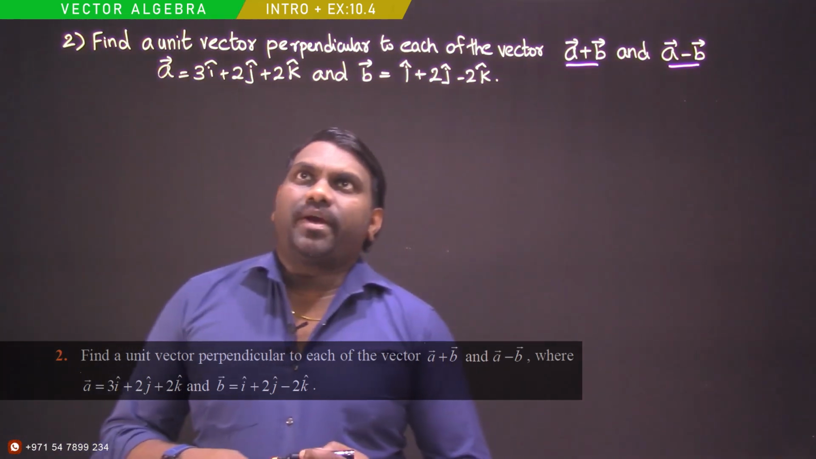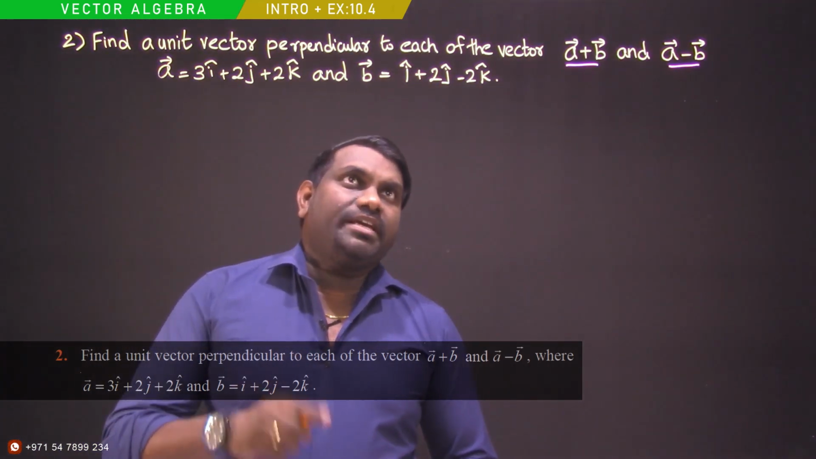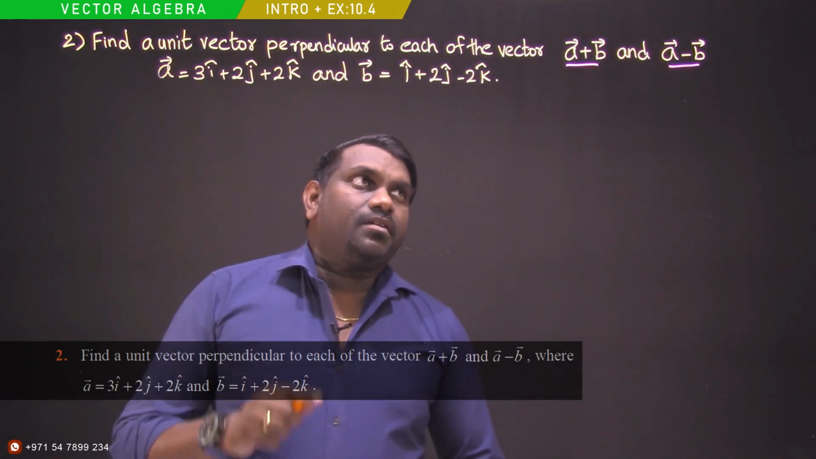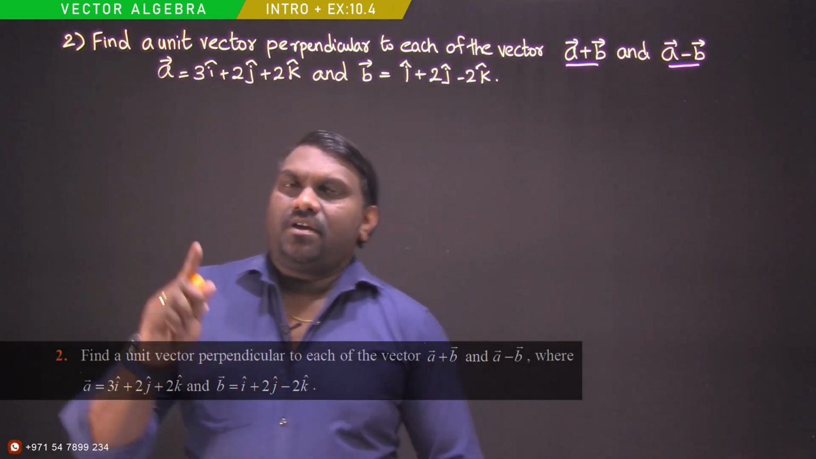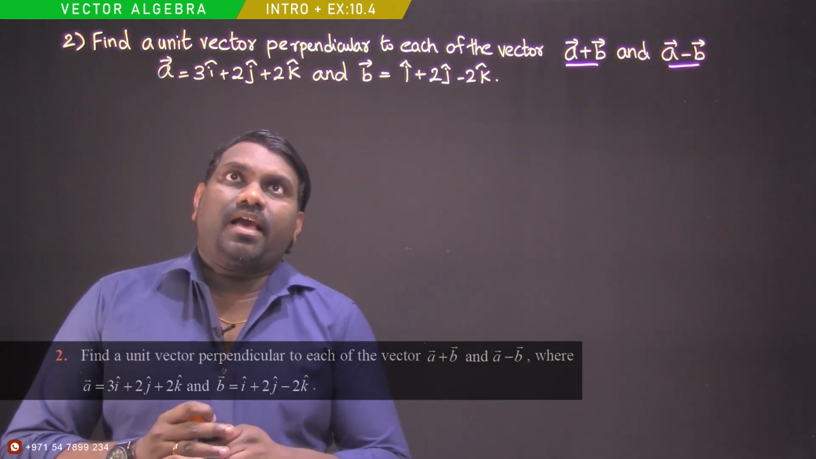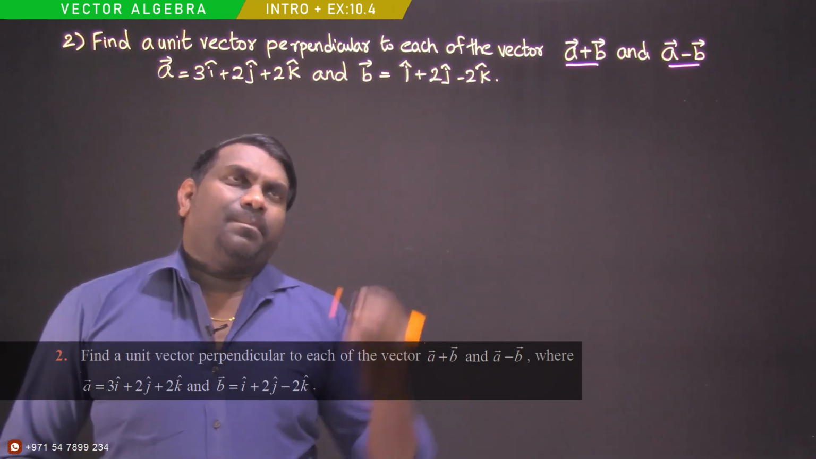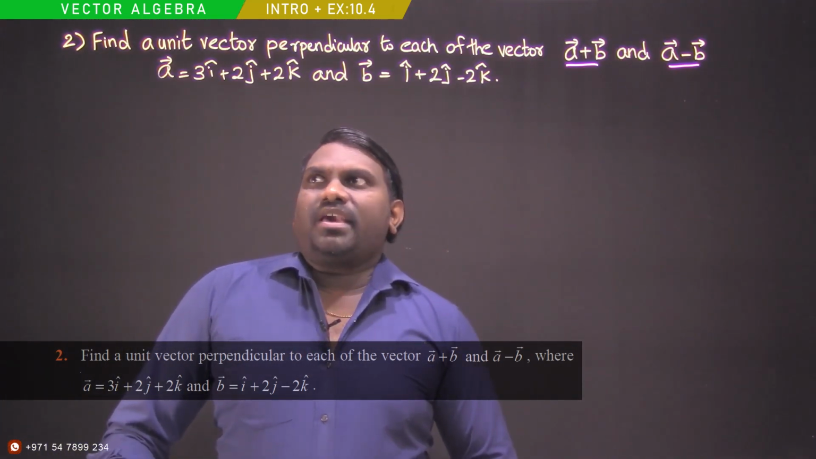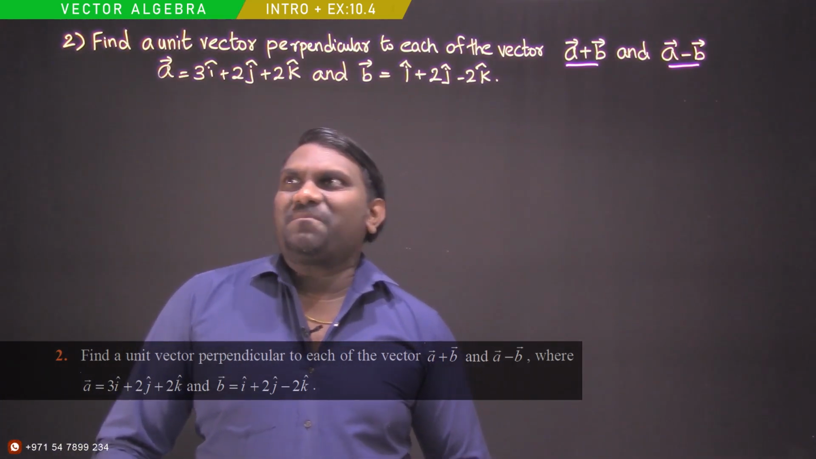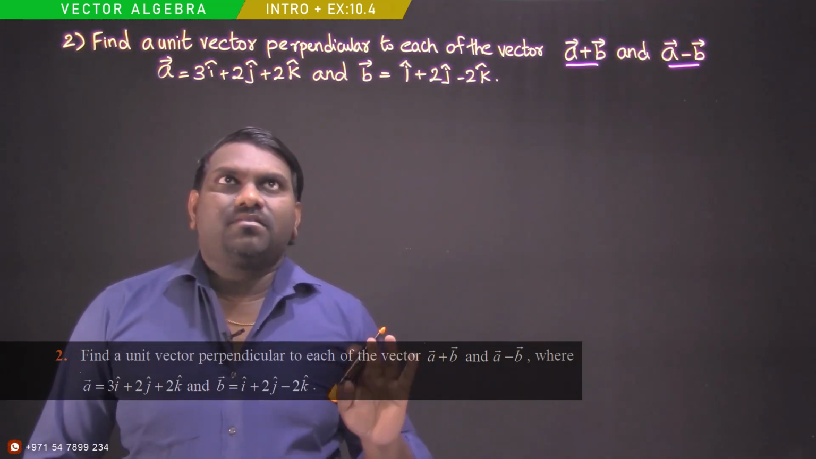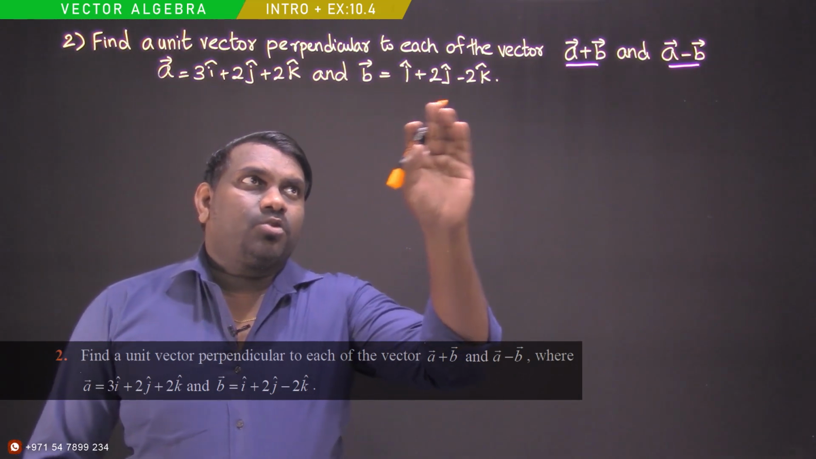Find a unit vector perpendicular to each of the vector A plus vector B and vector A minus vector B, where A is given as 3i cap plus 2j cap plus 2k cap and B is equal to i cap plus 2j cap minus 2k cap. In the question, the last thing you need to find is a unit vector which must be perpendicular to each of them.